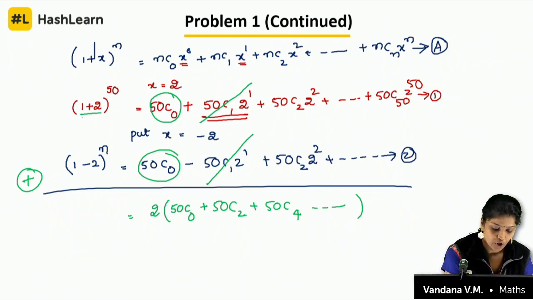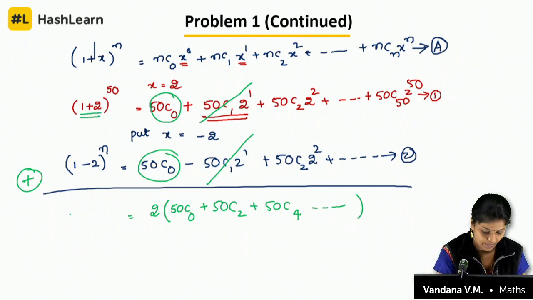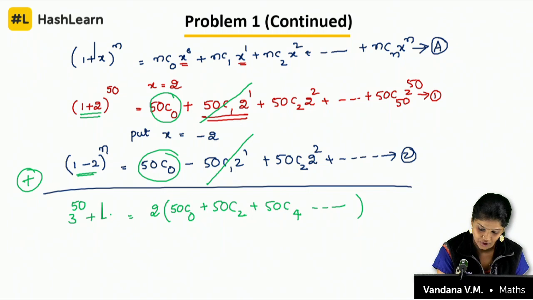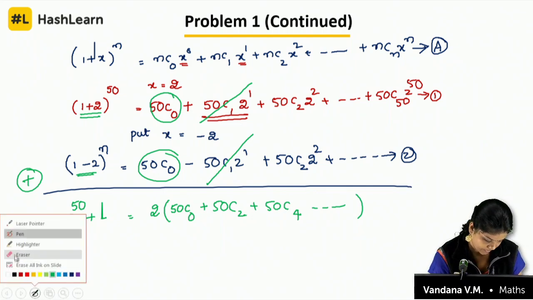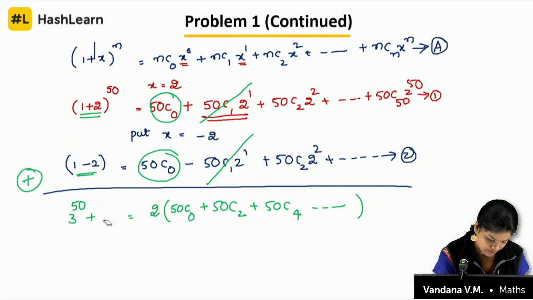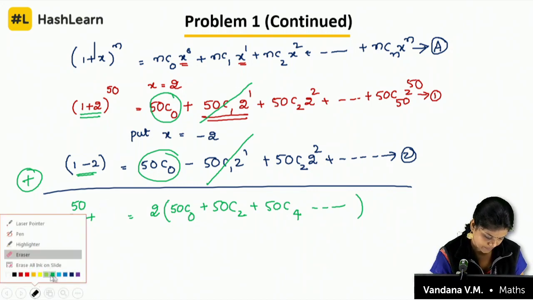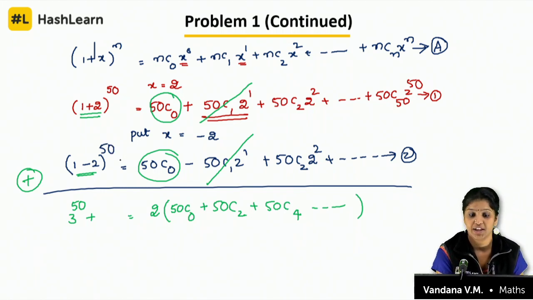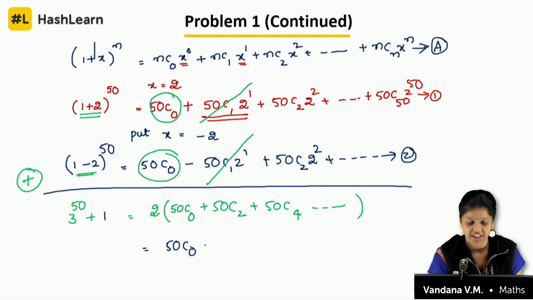Now, on this side you see 1 plus 2 how much? It is 3 power 50, plus 1 minus 2 whole power 50, which is minus 1 whole power 50. Wait, this should be 50. Minus 1 whole power 50, an even number, is 1. So this is 1 plus 3 power 50, which equals 2 times (50C0 plus 50C2 plus 50C4 and so on).